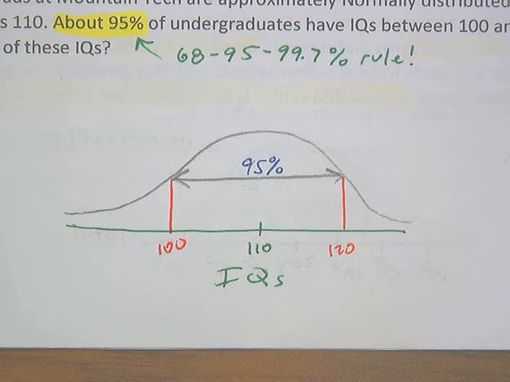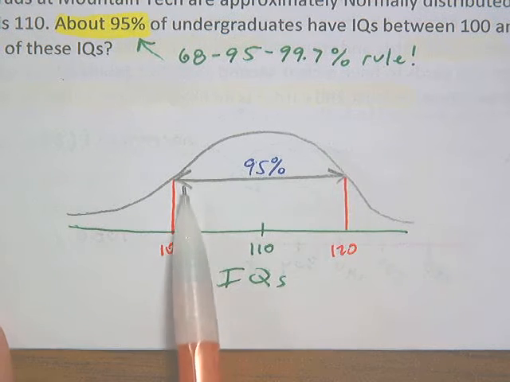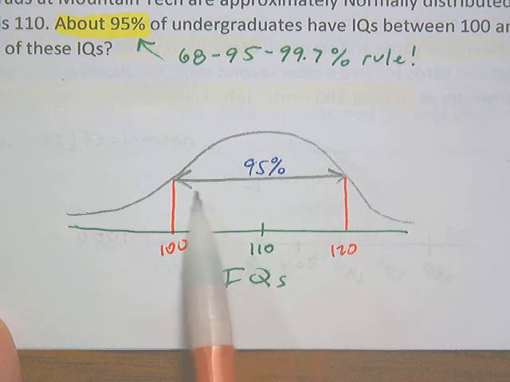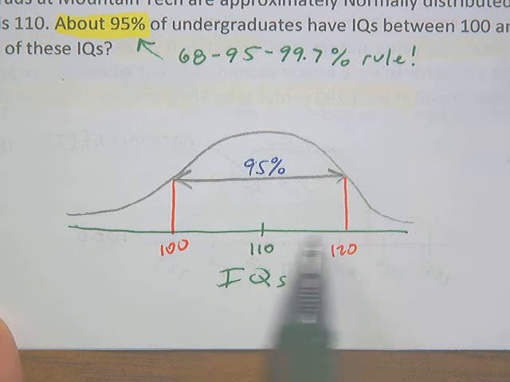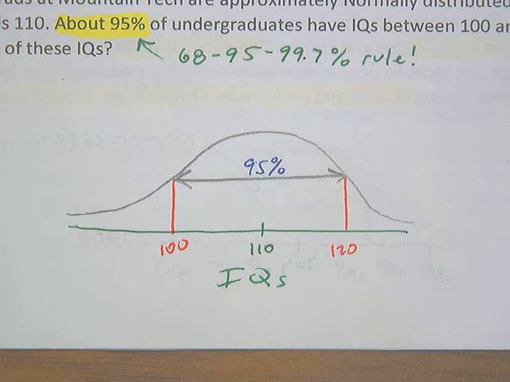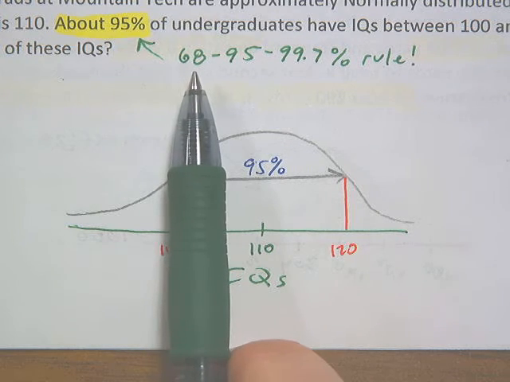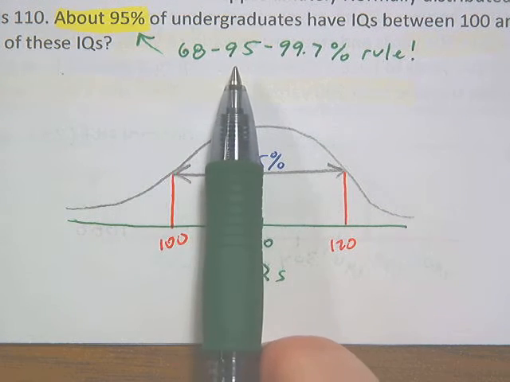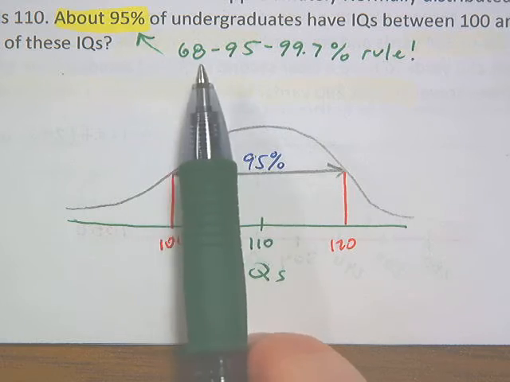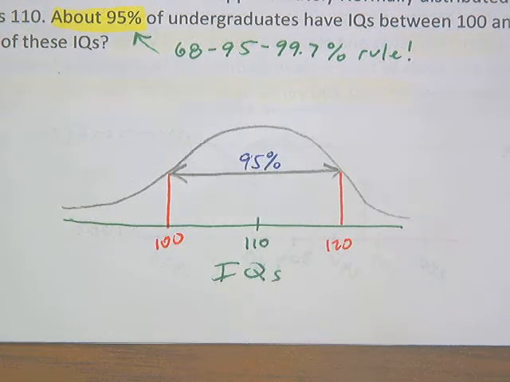So this is what I know. Now the empirical rule tells me that 95% of the area under the curve is within how many standard deviations from the mean? 1, 2, or 3? Does anybody remember? Look what I'm pointing to. Within 1, 2, or 3 standard deviations of the mean. 2 standard deviations of the mean.